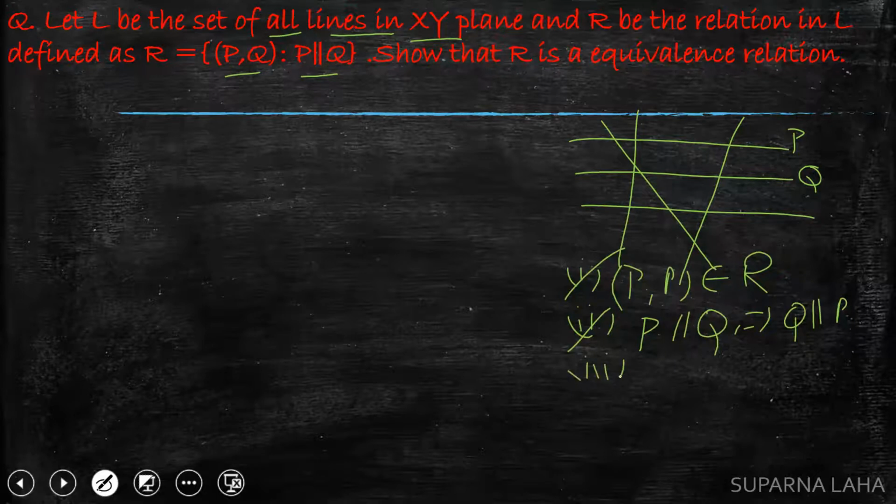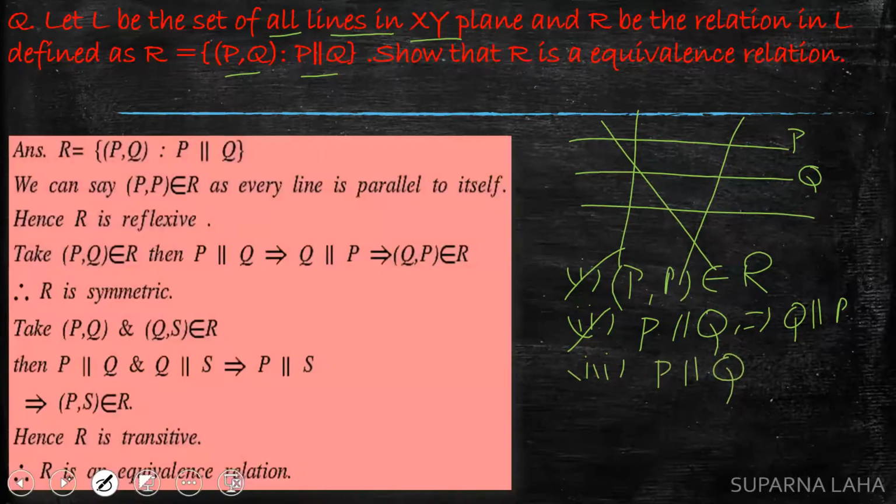Third is the transitive property. P is parallel to Q and Q is parallel to S. Here I am taking another straight line S. P is parallel to Q and Q is parallel to S, then I can easily say that P is parallel to S. That means the transitive property is also satisfied. Here you can check R is reflexive, R is symmetric, R is transitive, hence R is an equivalence relation.